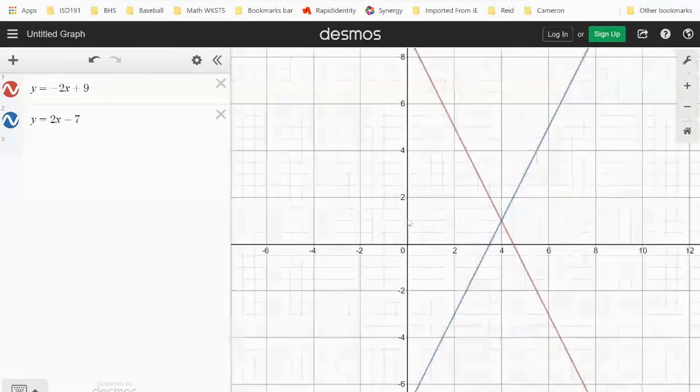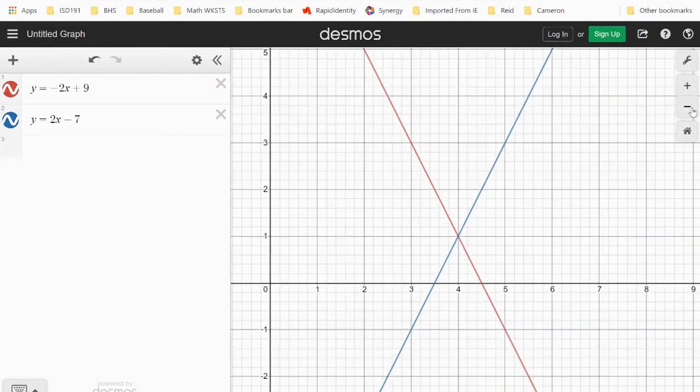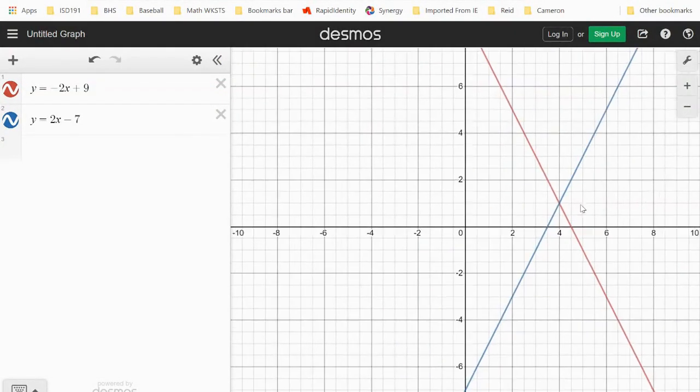Now with Desmos, you can move this around. You can zoom it in or zoom it out. You can press the house button if you want to recenter your screen so the origin's in the middle. You can even go ahead and hide equations if you have too many things up here at once. But I want to see the entire system of equations on the graph.